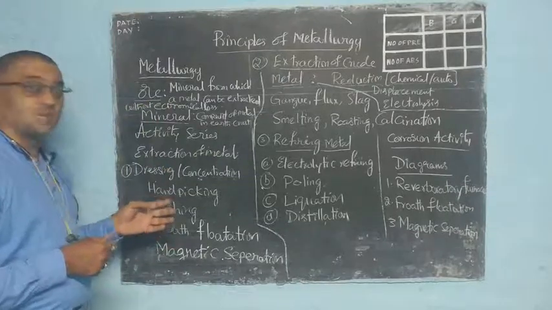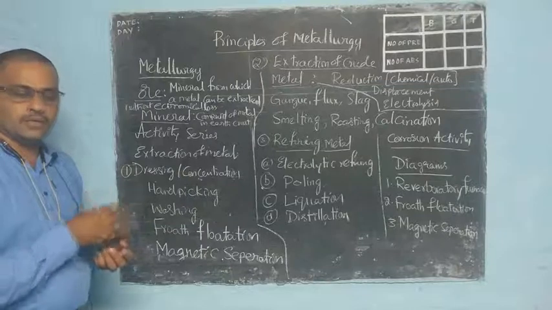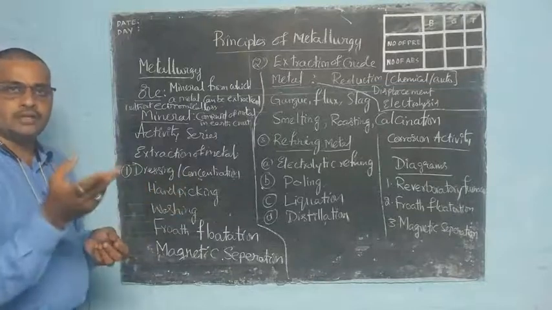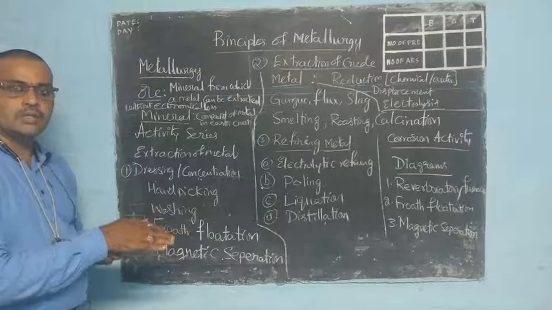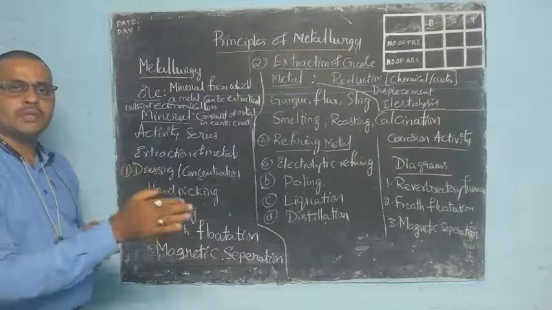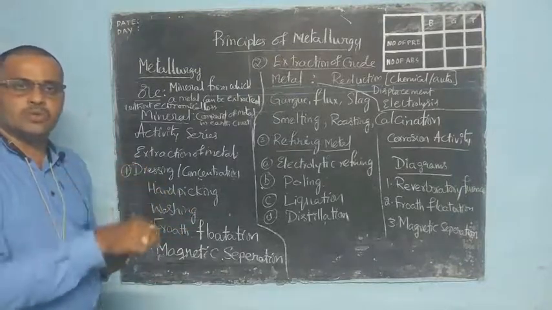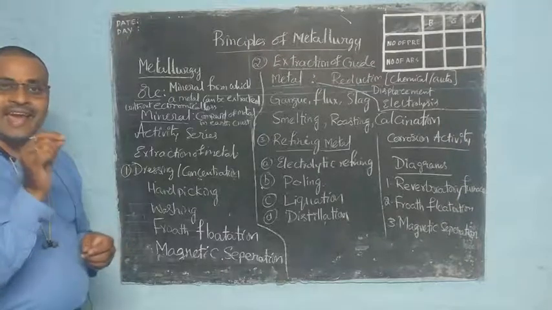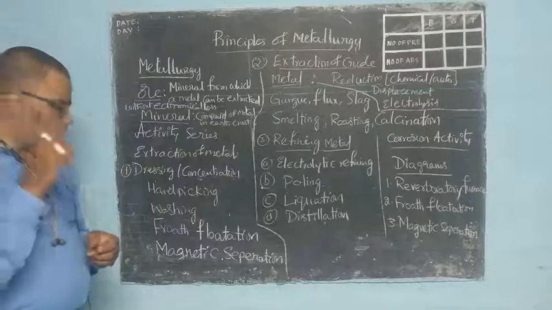The second one is washing. Washing means if some impurities cannot be taken out directly with our hand, we let water flow over that particular material so that it is automatically washed. Maximum impurities will be taken out by this process. The impurity which is present in the ore is called gangue. So gangue means the impurity present in the ore.